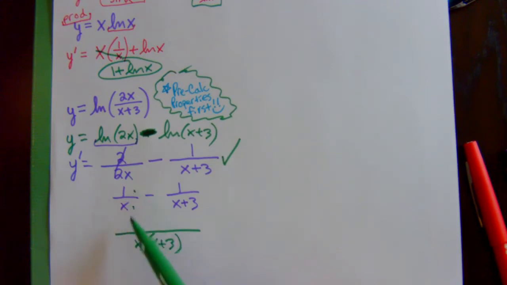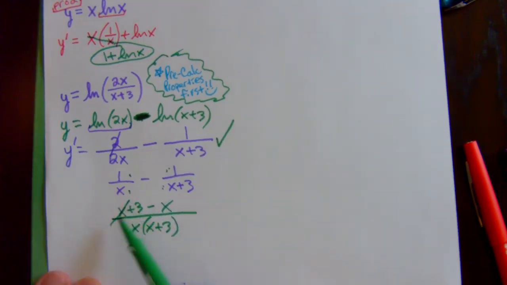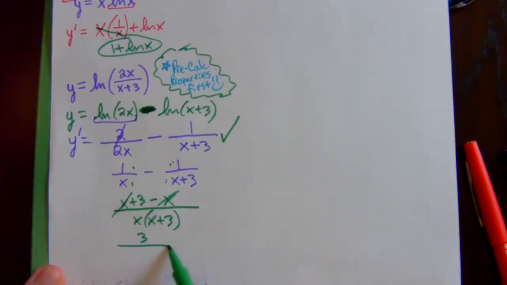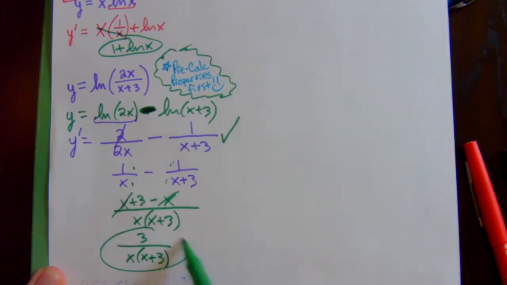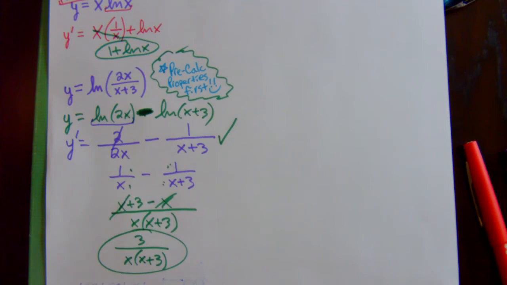which means you're squeezing an x plus 3 on the top and the bottom here, and you're squeezing in an x on the top and the bottom here. And then those x's will cancel out. And then we got this for our final derivative. It's always going to be easier for us if we use those pre-calc properties first. So just practice that. We're going to be good.